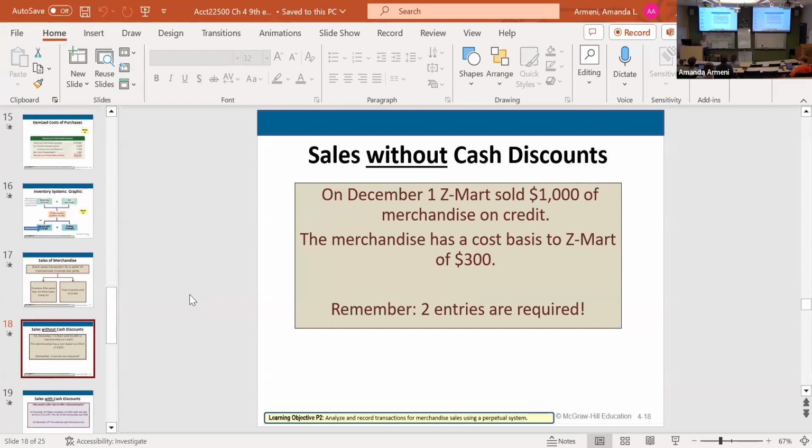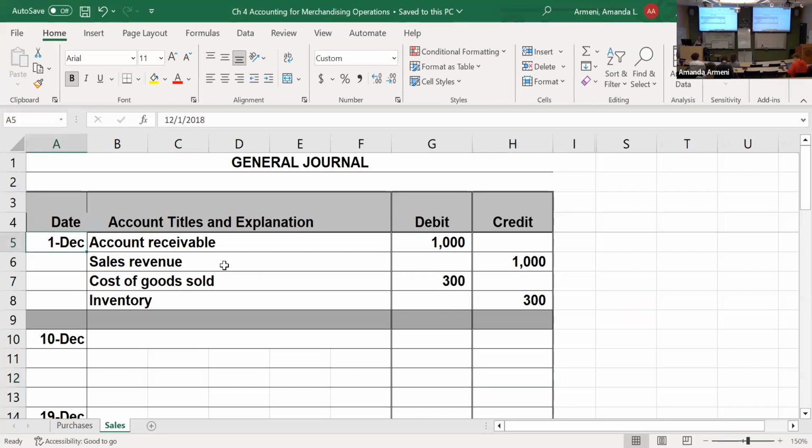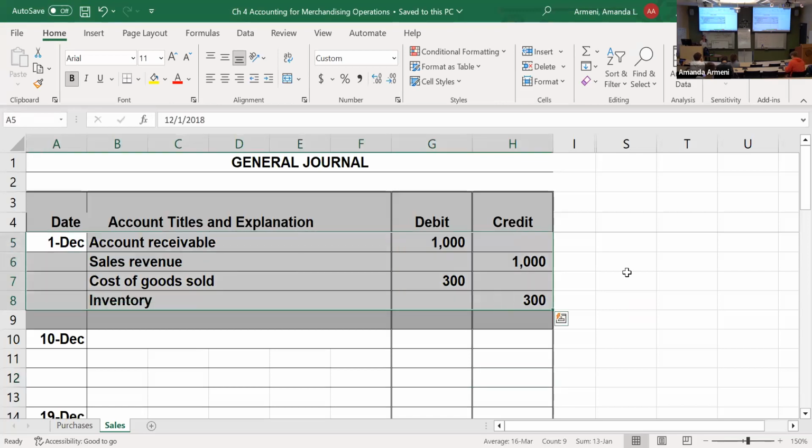We began with a very simple example. The sale amount was 1,000, the cost amount was 300, and we went ahead and made our 2 journal entries in our Excel spreadsheet, right? And I already showed you those in the brief introduction that we went through. So here is our first sale transaction. 2 entries, 1 records the sale, 1 records the cost.